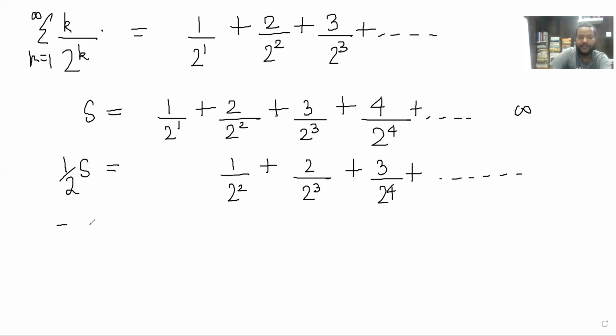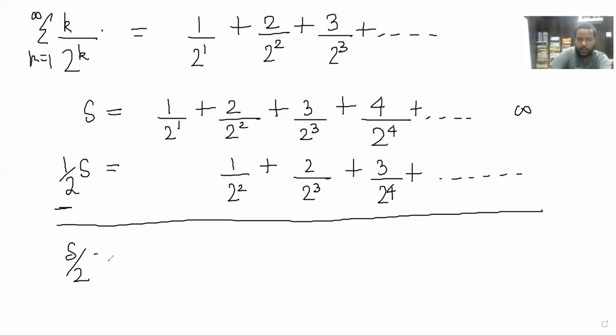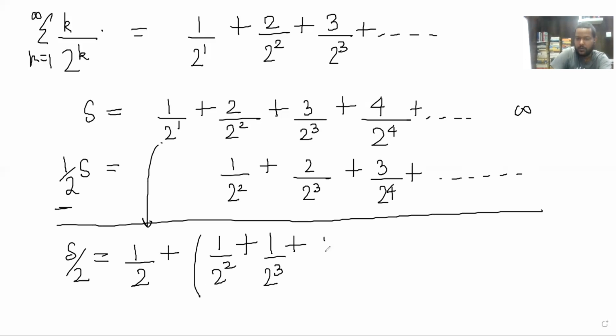Now notice that if we subtract these two series, this side becomes S by 2 and this keeps coming down as it is. And what happens to the rest? 2 by 2 square minus 1 by 2 square. So 1 by 2 square, plus this becomes 1 by 2 cube, plus 1 by 2 power 4 and so on. And that is an infinite summation, right? This is subtract, subtract, subtract.